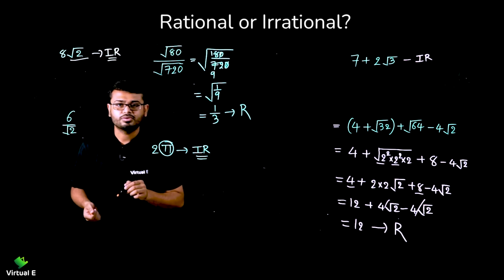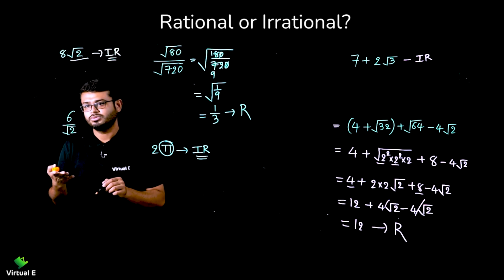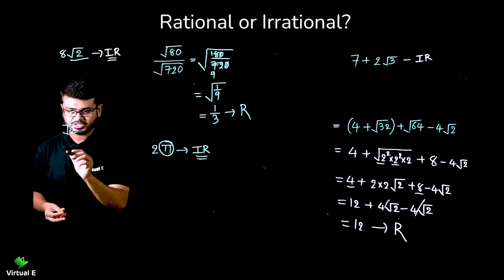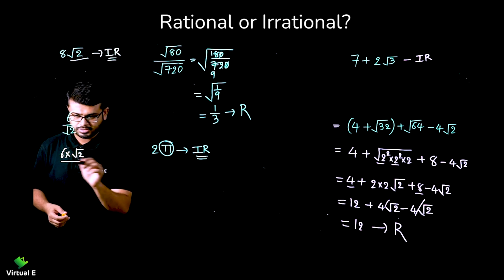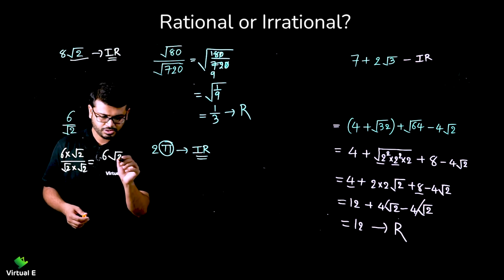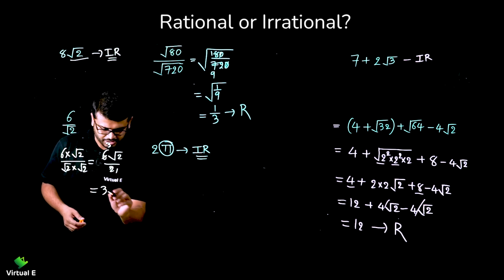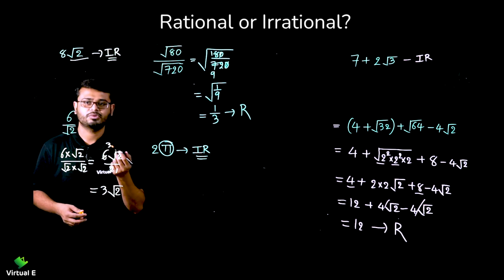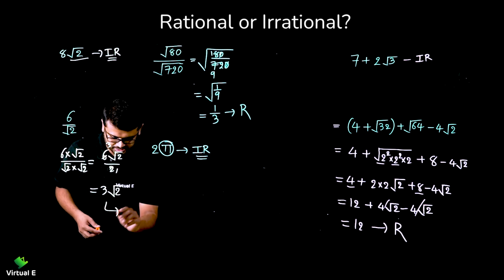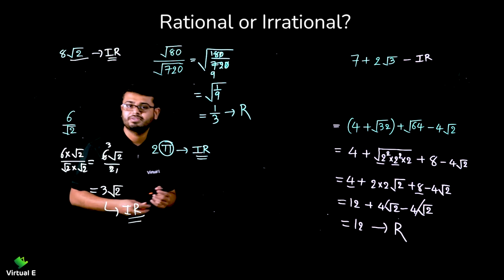Now 6 by root 2. Again here as well, we cannot cancel out the root 2. The most you can do is multiply by root 2 in the numerator and denominator. But then you are going to have root 2 over there: 6 root 2 divided by 2. 2 ones are 2 and 2 threes are 6, so that is 3 root 2. This is the most you are going to have as simplification, and that is an irrational number, like we discussed previously, right?